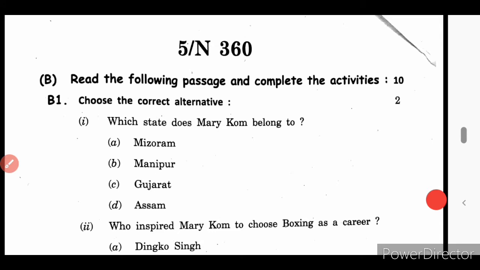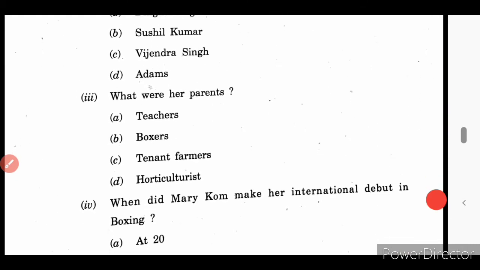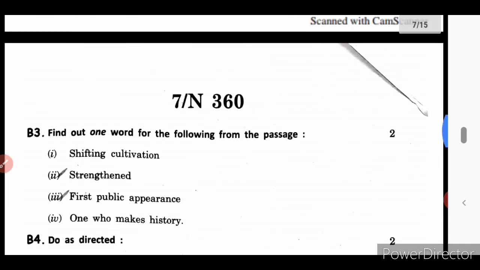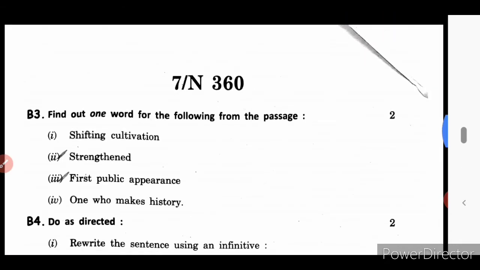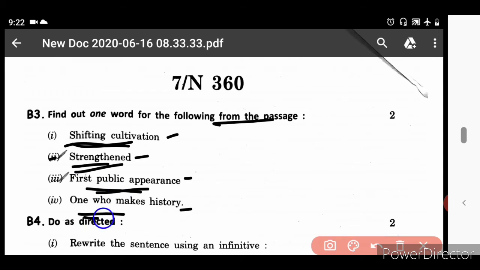Then passage number 2b, read the following passage and complete the activities. This is also for 10 marks. Which state does Mary Kom not belong to? Here MCQs are given, and we can solve this MCQ after reading the passage. This passage also covers vocabulary. Find out one word for the following. We have to find the meaning or the word for these words or phrases from the passage.